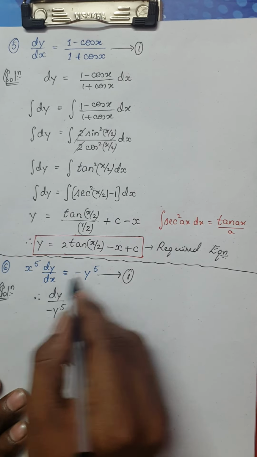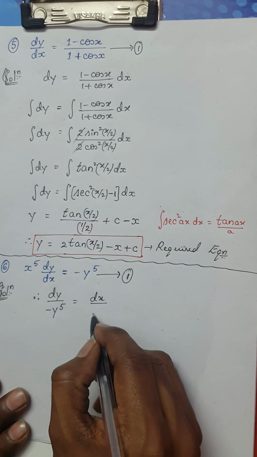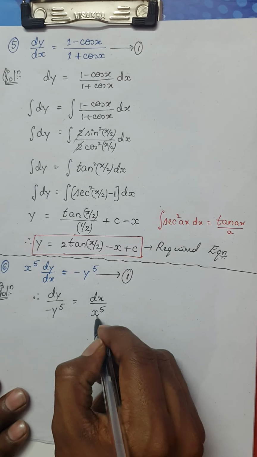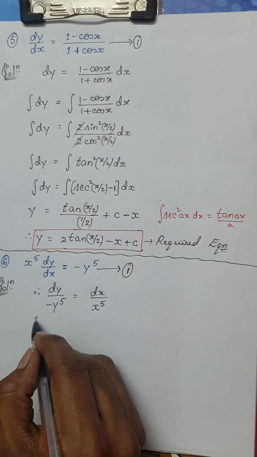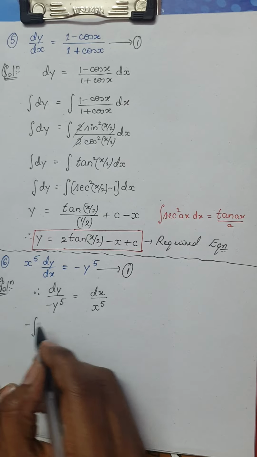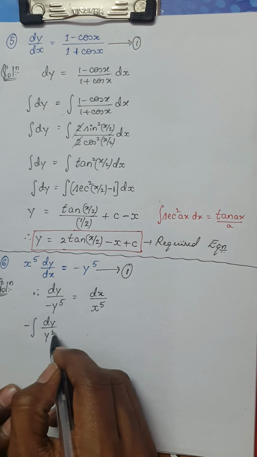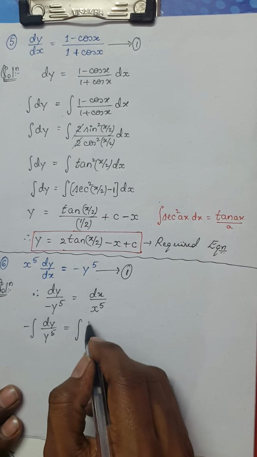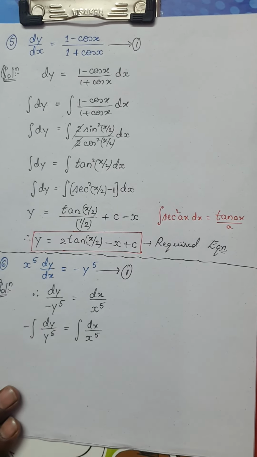This is nothing but, let me cross multiply. You will get dx divided by x power 5. Okay, so already the variables are separated. Now apply the integral. Let me keep this minus sign outside. Integral of dy divided by y power 5 is nothing but integral of dx divided by x power 5.